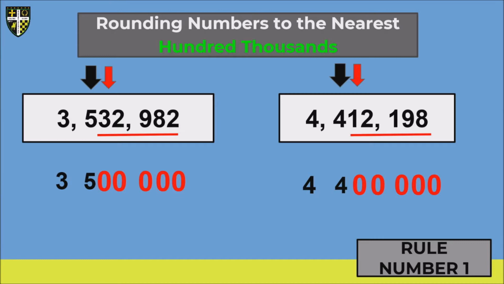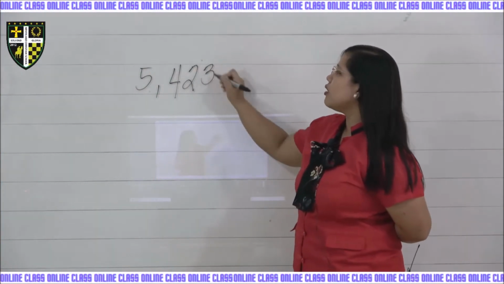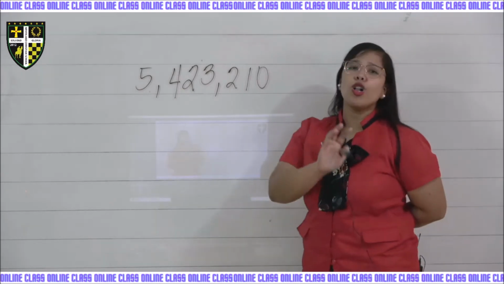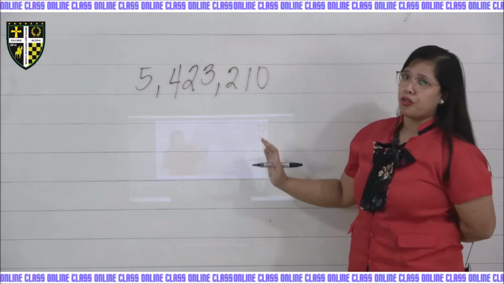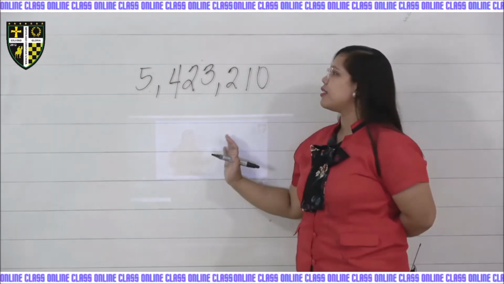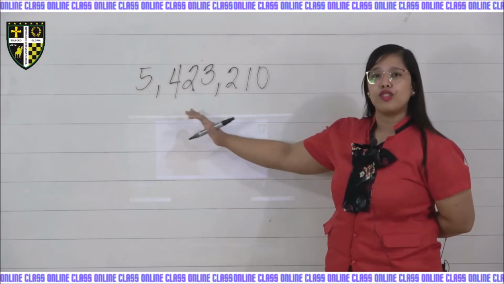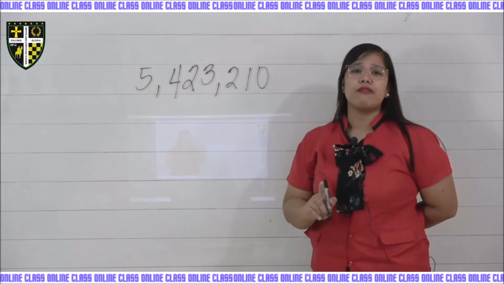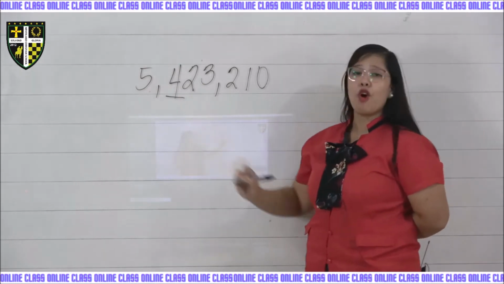I will give you another example for the 100,000 place. So we have the example of 5,423,210. So always remember, kids, we will put commas before each unit or after each unit. So again, 5,423,210. So we will define first the 100,000 place, which is 4.